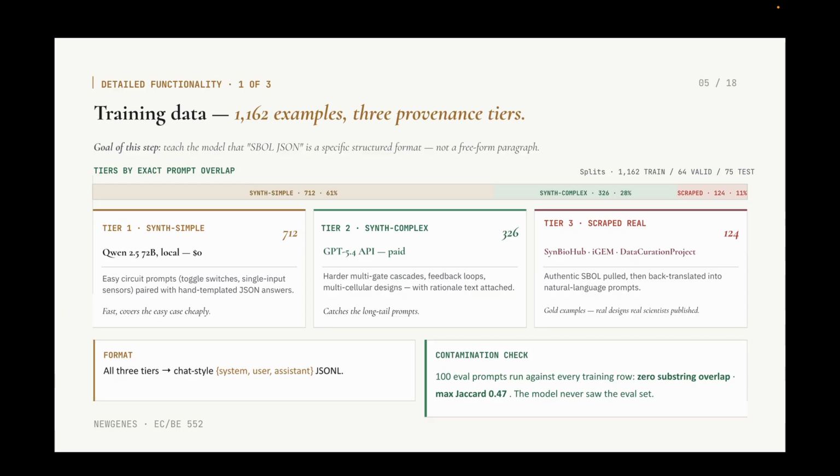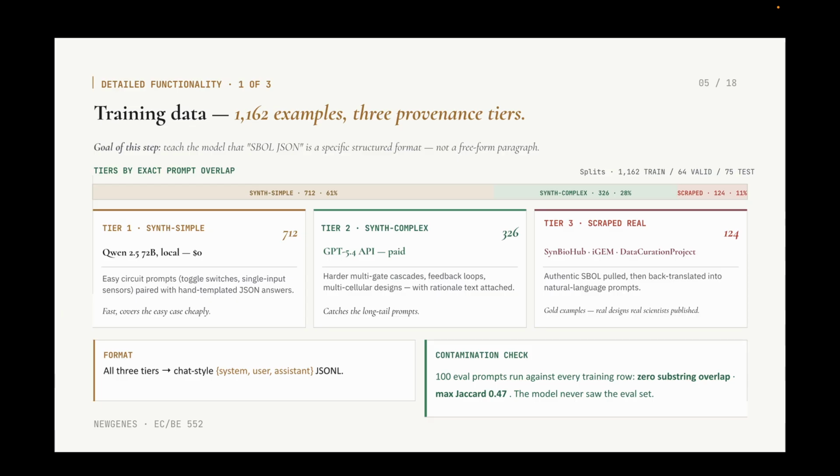And for tier 3, we scraped some of the circuits from the literature, SynBioHub, iGEM, and a data curation project. In terms of the format of the training data, we have chat-style JSON files separated into 3 sections: the system, user, and assistant. The system is the identical prompt we use to set the model into a certain realm, so the model knows what the training data will look like and how the output should be structured. The user is the prompt we backtraced from the circuits using the GPT 5.4 API. And the assistant is the circuits, the components, their interactions, and so on.